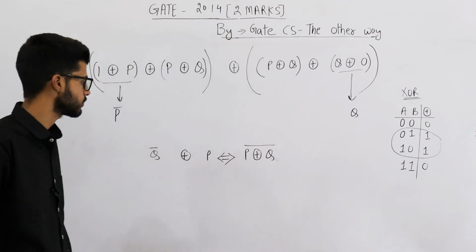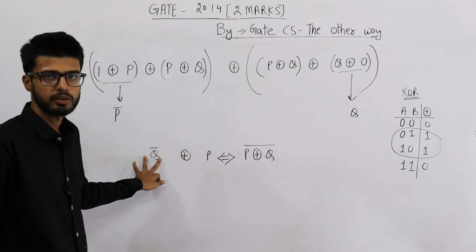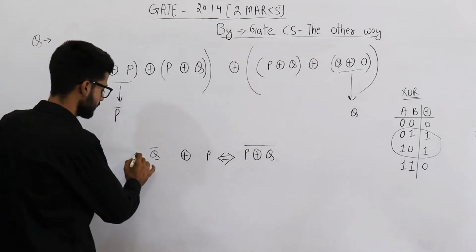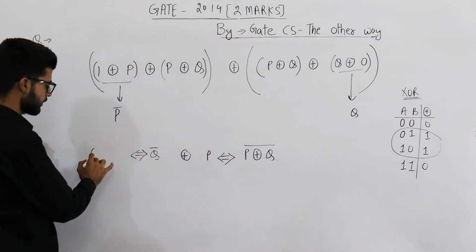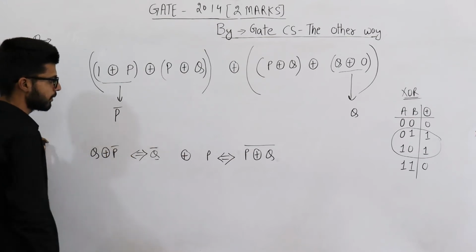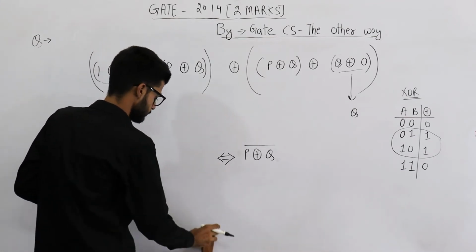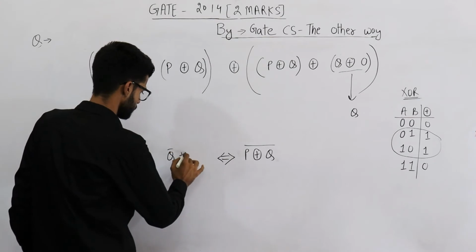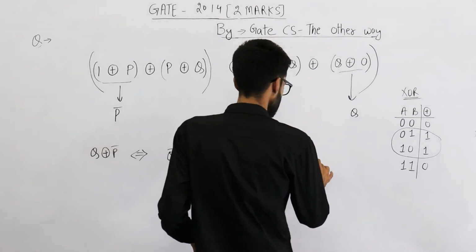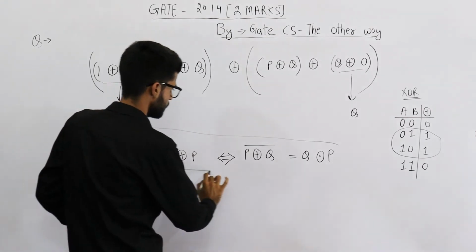This is a property of XOR gate, that if you complement any of the input, that is same as complementing this whole. That means even this is equal. I can write Q XOR P complement. So all these are equal. Moreover, it is equal to Q NOR P. All of them are same.